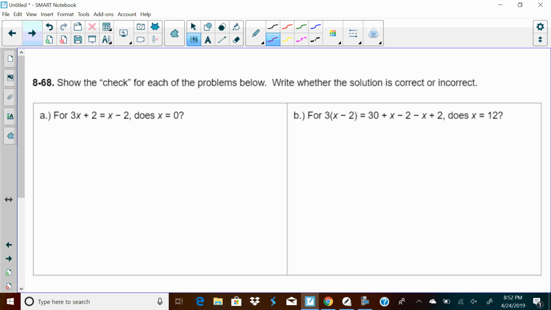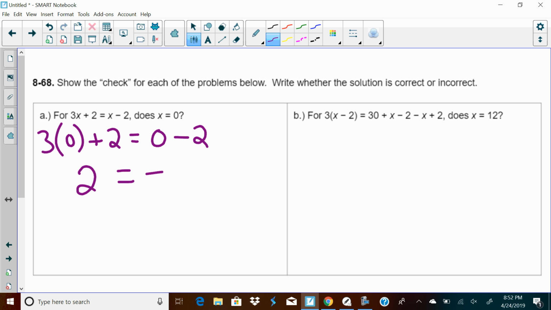68. Show the check for each of the problems below. Write whether the solution is correct or incorrect. Does x equal 0? So I plug in 0: 3 times 0 plus 2 equals 0 minus 2. So this is 0 plus 2, or 2, equals negative 2. So the answer is incorrect.